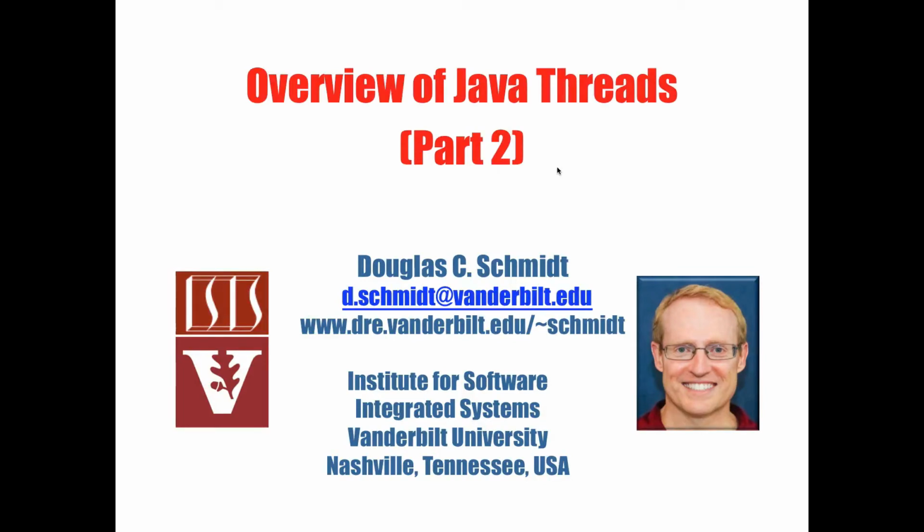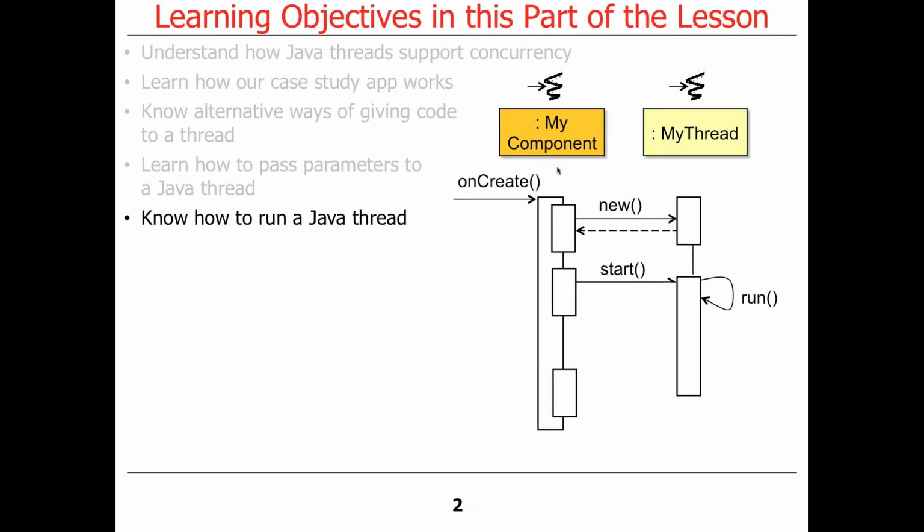So now we're going to go ahead and talk about the second part in our overview of threads. If you recall, the first part in our overview of threads had talked about what Java threads are, how they support concurrency, and different ways to give code to a thread. I described how to pass parameters to a Java thread. Now we're going to talk about how to run a Java thread.